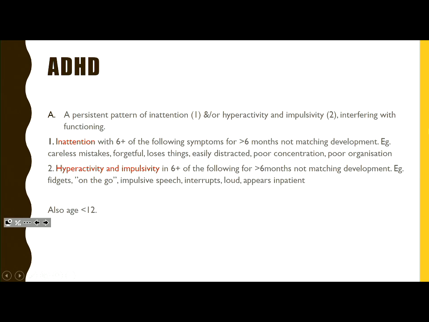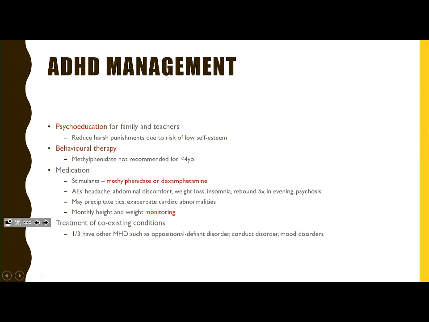Also, this is generally diagnosed in an age under 12. So the key bits for management are, firstly, psychoeducation. You want to make sure the parents and the teachers all have a good understanding. It's a big issue with ADHD that these children get punished a lot, especially at school and at home, because the parents think they're really disruptive. But actually, because it's quite hard for them to control this, they can end up developing low self-esteem, which is quite sad.